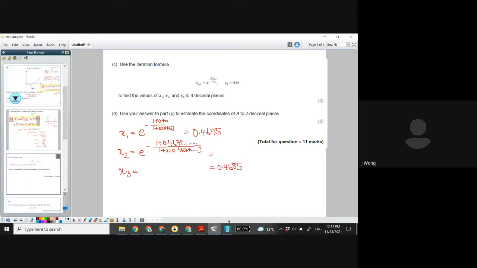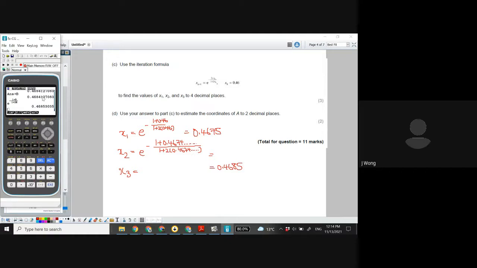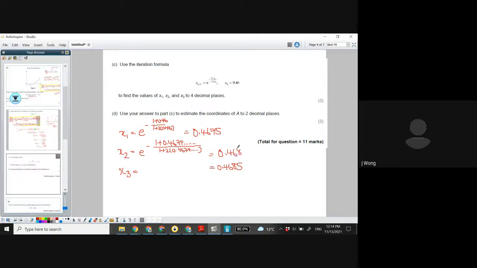And then the one before it, if you round it to 4 decimal places, which is, I believe, this number, 0.4684. All right, and then this number you could get by doing e to the minus 1 plus 0.4684, over 1 plus 2 lots of the identical number. And yeah, that will be x1 across to x3.